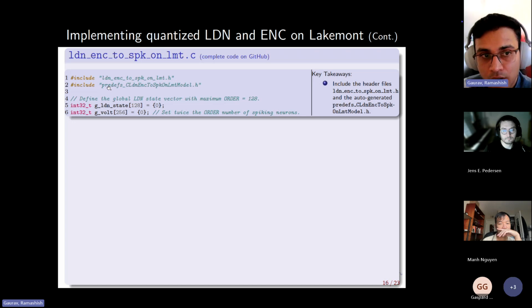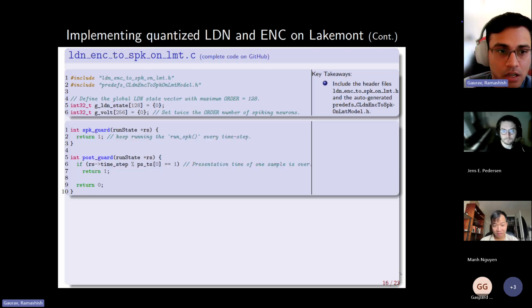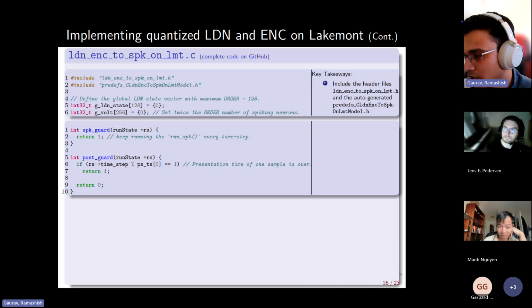Although the header file on the first line is one that you will explicitly write, the header file on the second line is automatically generated for you. You just need to include it here. This header file contains all the C versions of your variables that you defined in your process.